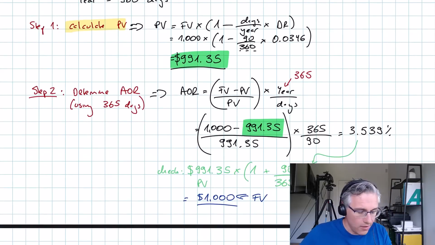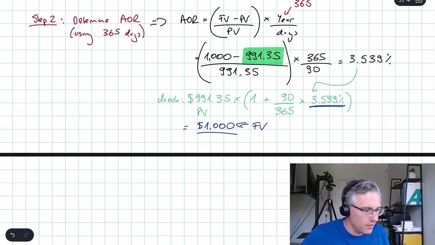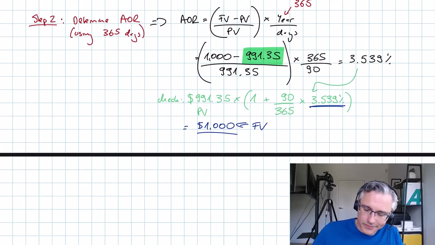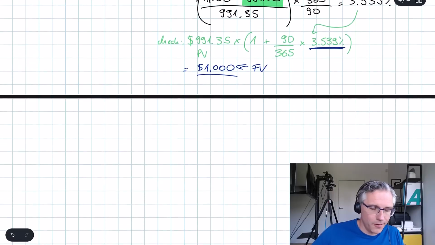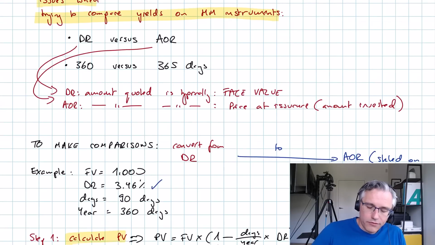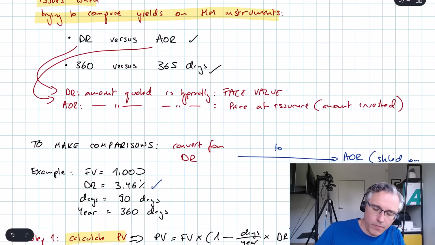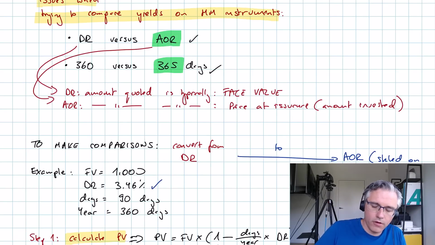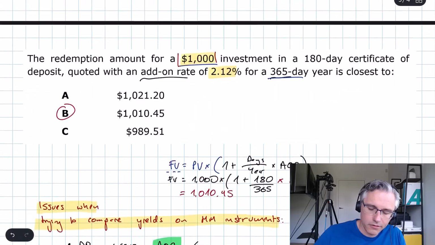So, quite a lot to do, to be honest, in this section of the curriculum. We've dealt with the problem of DR versus AOR, 360 versus 365. You know that the way to go if you want to make comparisons is to convert into AOR using the 365-day convention. That's the bond equivalent yield.